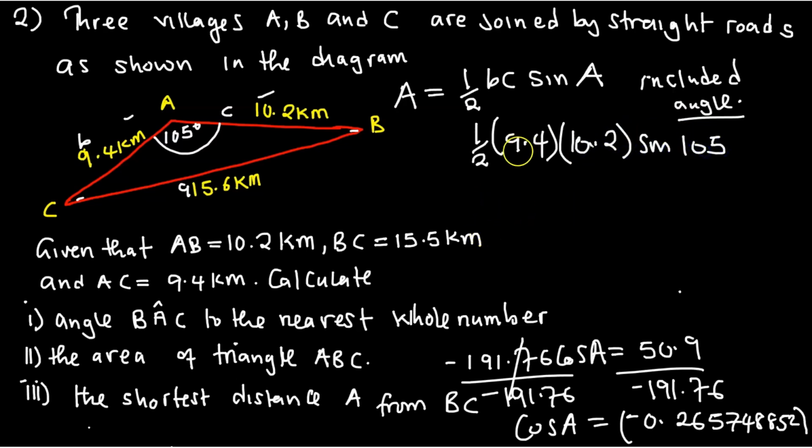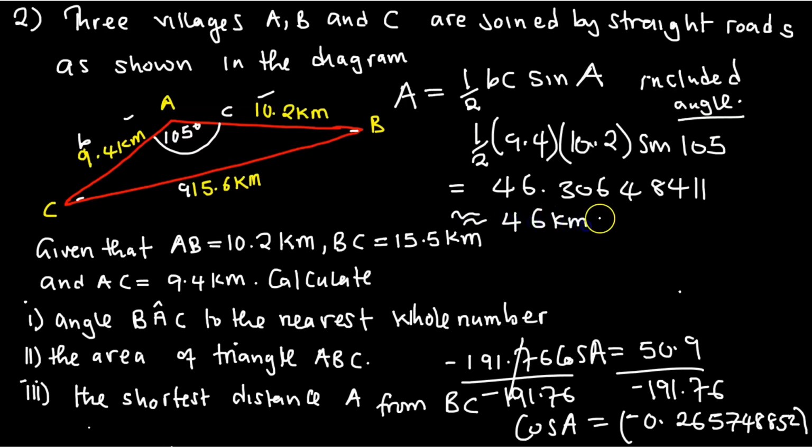So now, after we've done the multiplication here, we should be able to find 46.306, 46411. No, this is not 46, this is 48. Then now the area of the non-right angle triangle therefore is 46 kilometers square. That is how we find the area.